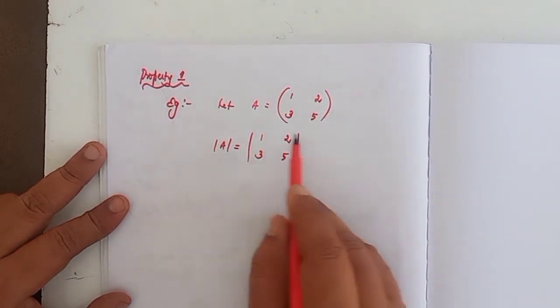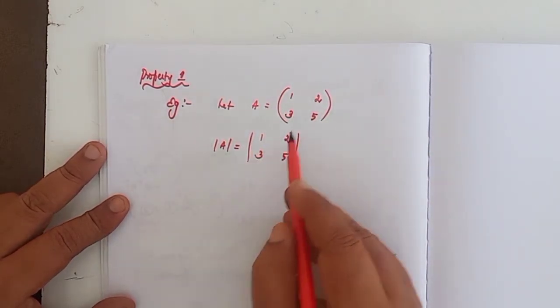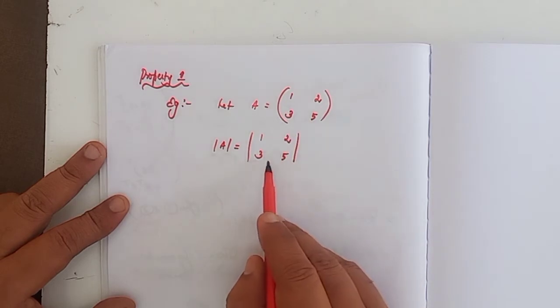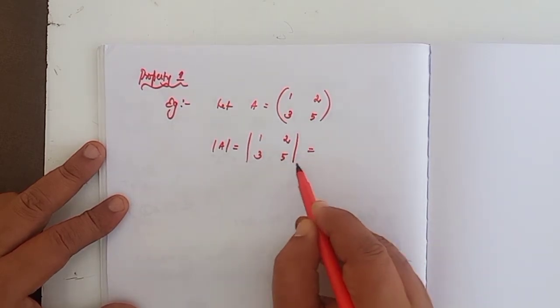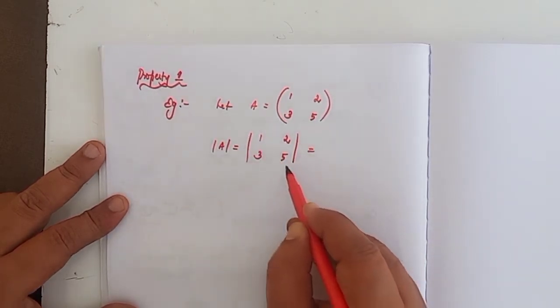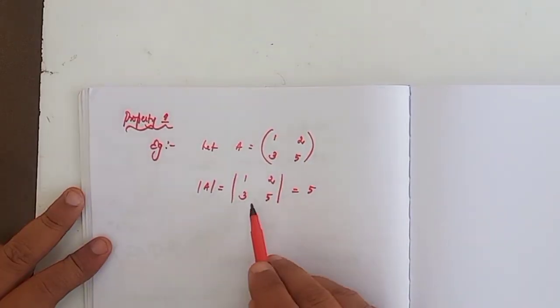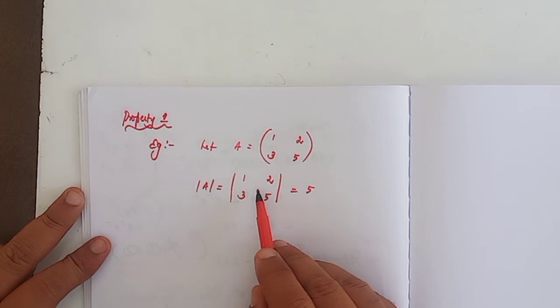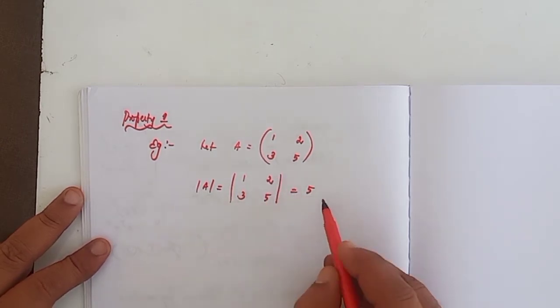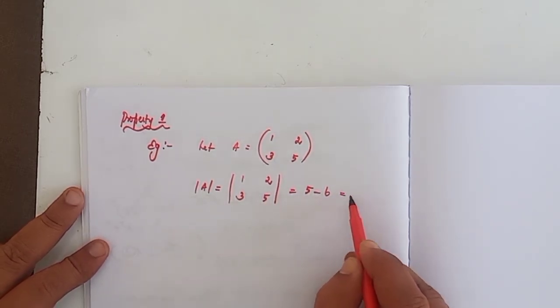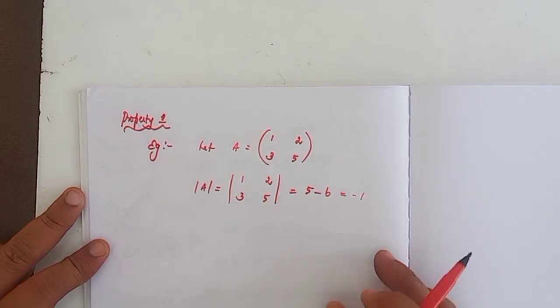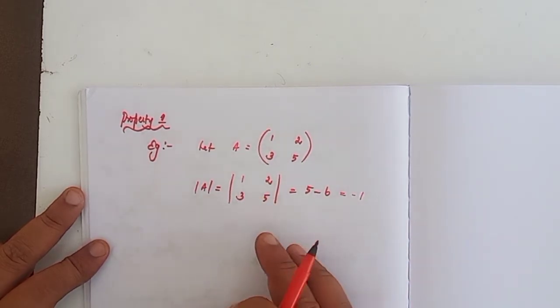How to expand the 2 by 2 determinant? This is a 2 by 2 matrix, this is a 2 by 2 determinant. Very simple, you have to multiply the diagonal elements. 5 ones are 5. Then multiply the non-leading diagonal elements. After that, change the sign. 3 2s are 6, but you have to write minus 6. 5 minus 6, that is equal to minus 1. That is the value of the determinant.